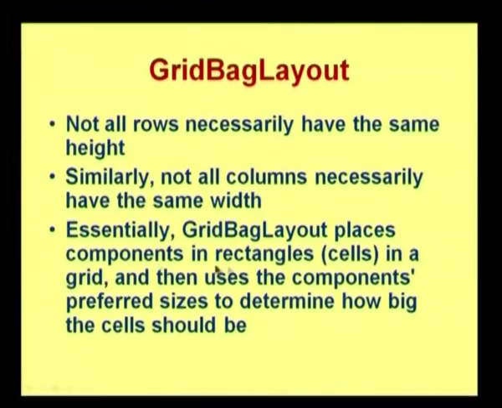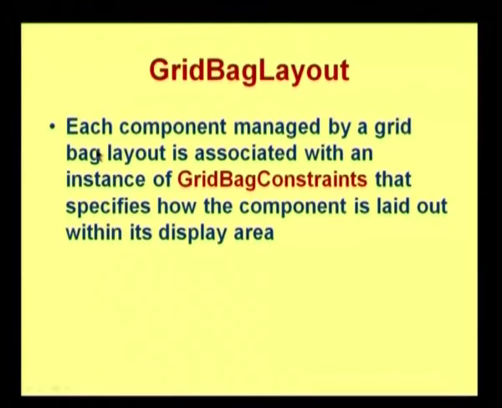You can see here, essentially grid bag layout places components in rectangles in a grid and then uses the component's preferred sizes to determine how big the cell should be. So the size of your cell depends on the components that you try to place on it. Each component managed by a grid bag layout is associated with an instance of the grid bag constraints that specifies how the component is laid out within its display area.